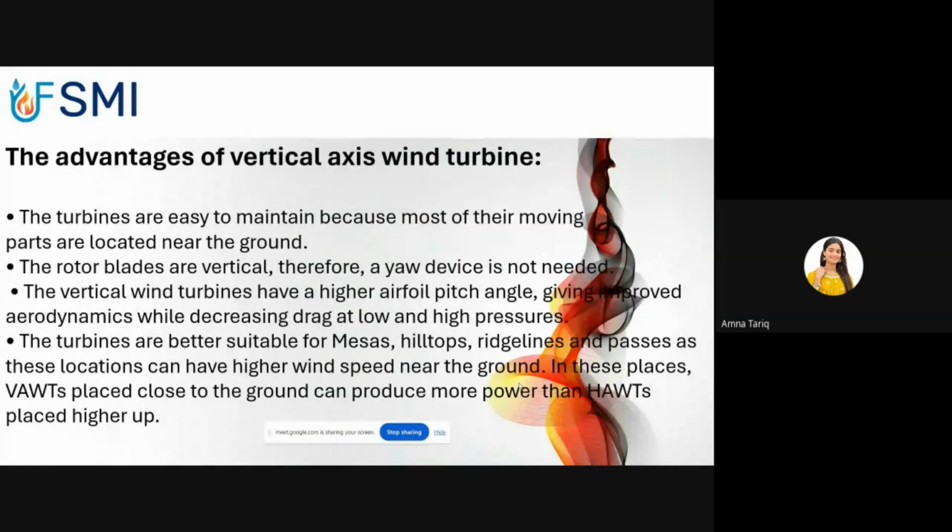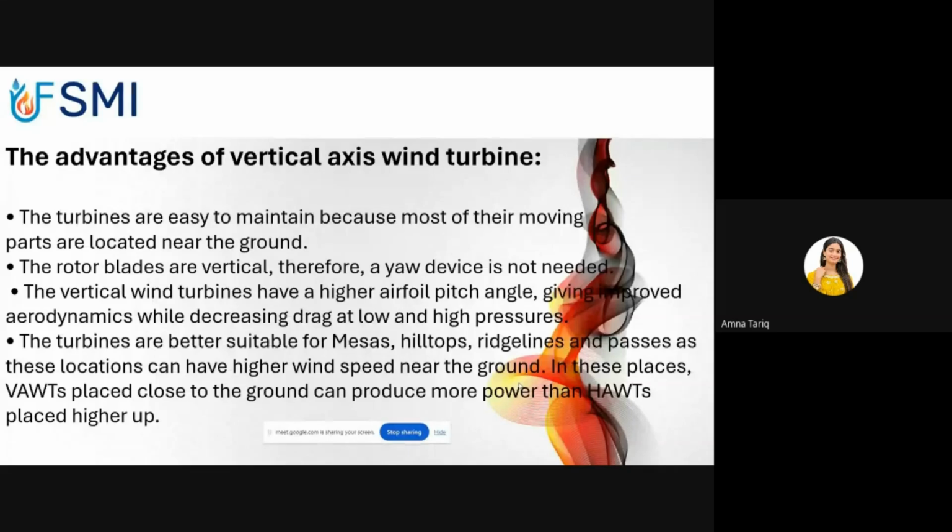Next are the advantages of the vertical axis wind turbine. The turbines are easy to maintain because most of their moving parts are located near the ground. Since most parts are present near the ground, we can maintain them easily. Next, the rotor blades are vertical. Okay, the blades are vertical, not horizontal. Therefore, a yaw drive device is not needed. So the important thing for our knowledge is that in vertical wind turbines a yaw device is not used.